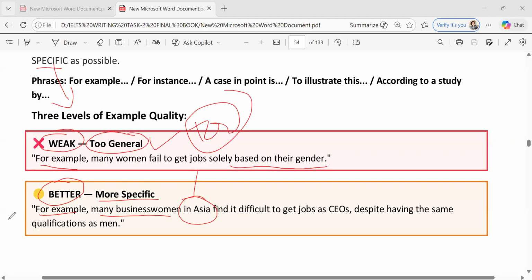So now, with Asia, we have made it a bit specific, better than the first one. Find it difficult to get jobs as CEOs. So now we have made it a bit more specific, despite having the same qualifications as men. So the previous one, clear, is a bit better than the first. Why? Because it's more specific.